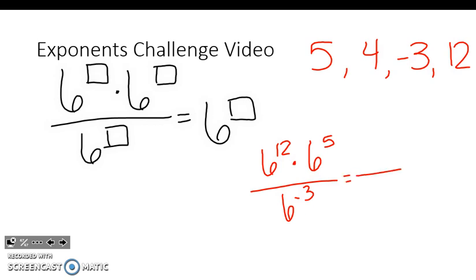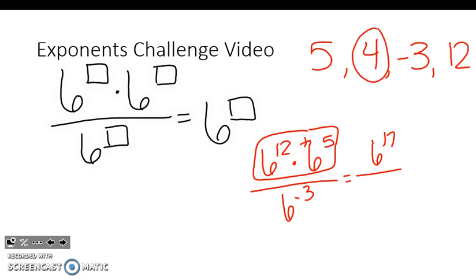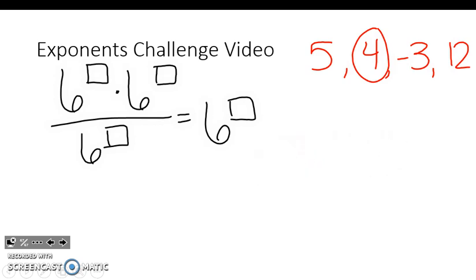So 12 plus 5 would be 6 to the 17th. Well, I already know, guys, that answer is going to be way too big because the only one I haven't used is 4. So that's not going to work. So let me try again. So the 4 was going to be my answer on that one.